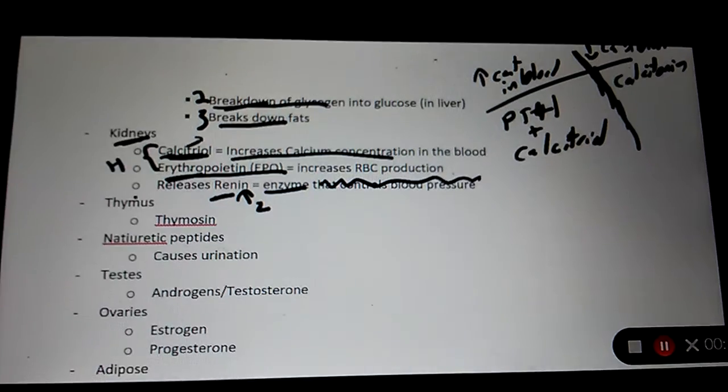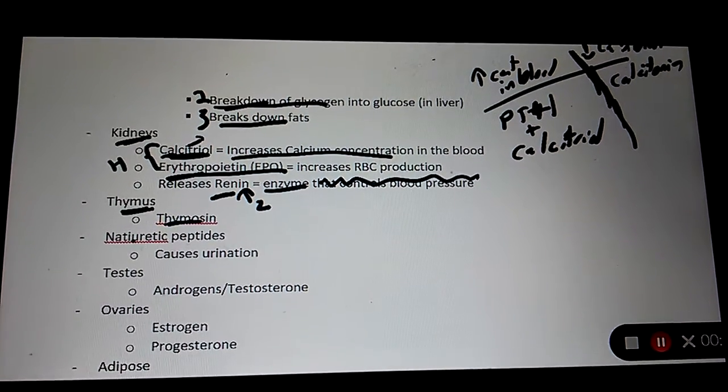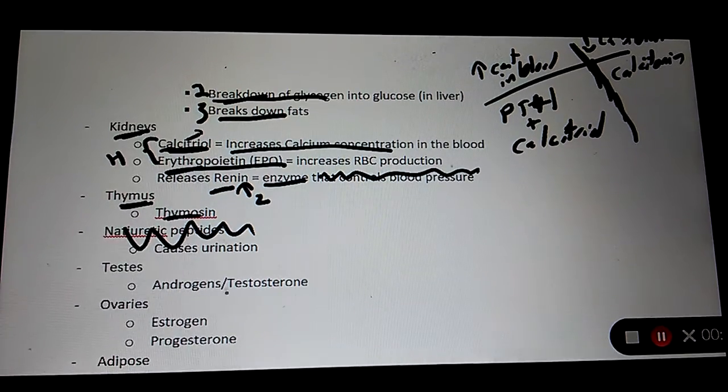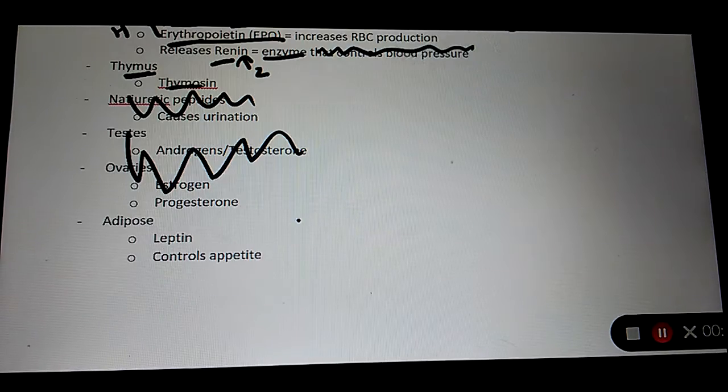What hormone does the thymus produce? Thymosin. Natriuretic peptides, don't worry about it. We're going to do that in the future. Testes and ovaries, don't worry about it. We're going to do that in the future when we get to reproductive.